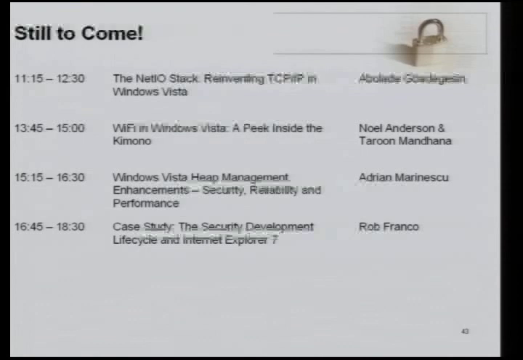There's a bunch of other talks coming up. Go see Abalade's talk on the stack if you're really interested in what we did there. Noel is talking about Wi-Fi and wireless. Adrian's got a talk on the heap that's really great, and Rob's going to be talking about IE7.